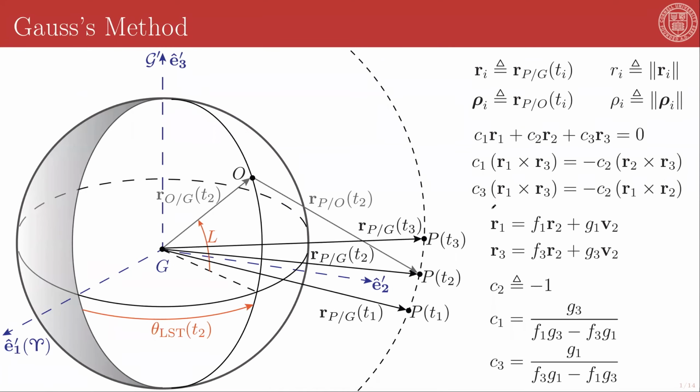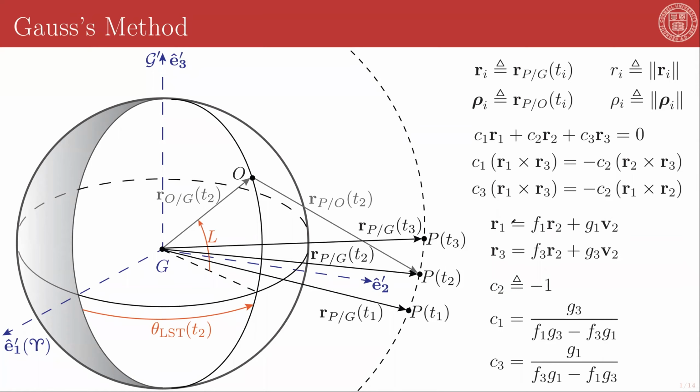And in the same exact fashion, we can get this second expression: C3 times the cross product of R1 with R3 is negative C2 times the cross product of R1 with R2. Remember that we can express any orbital radius vector using f and g functions as a function of another orbital radius vector and velocity vector of the same orbit. And previously, we've thought of f and g functions as propagating the orbit forward in time, but orbits are fully time reversible, and so there's no reason why we can't use f and g functions to go back in time.